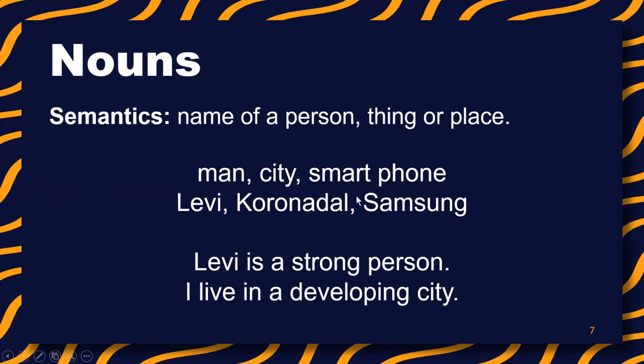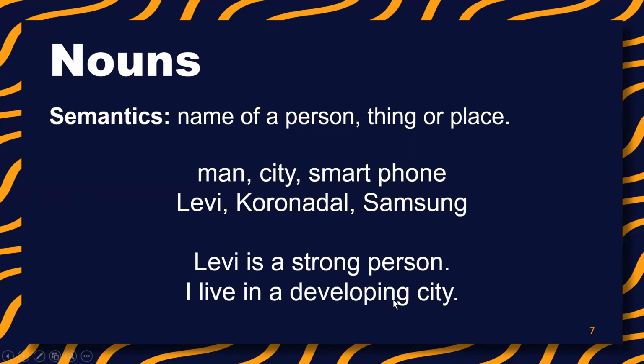Samsung, a name or brand name of a smartphone or gadget or appliance. For example, we have the following sentences. Levi is a strong person. Levi here is our noun, which is a name of a person. We actually have two nouns in this sentence, Levi and person. Name of a person, as it says, a person is also a noun, and Levi, a specific name of a person or a man.